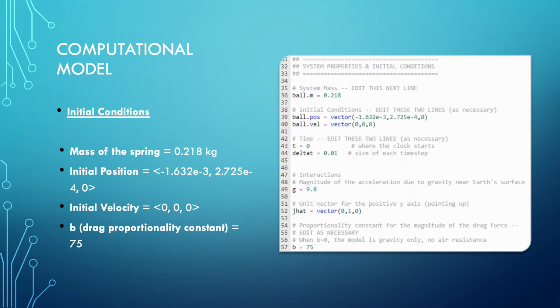For the computational model, the initial conditions I input were the mass, initial position, velocity, and the drag coefficient. All these values allow the model to approximate the real behavior, and the drag proportionality constant helps account for air resistance. So as you can see, I put for the mass 0.218, initial position negative 1.632e-3, comma 2.725e-4, and 0. Initial velocity was 0, and the drag proportionality constant was 75.